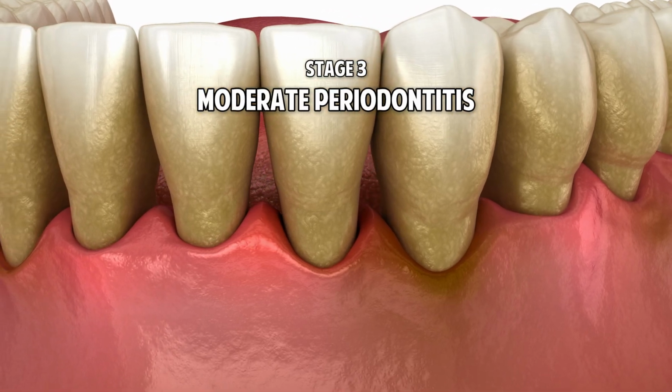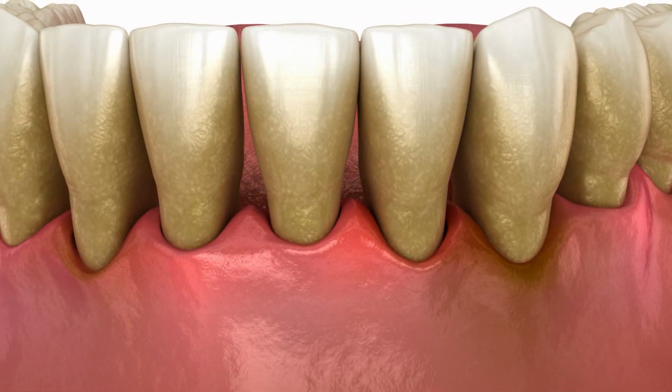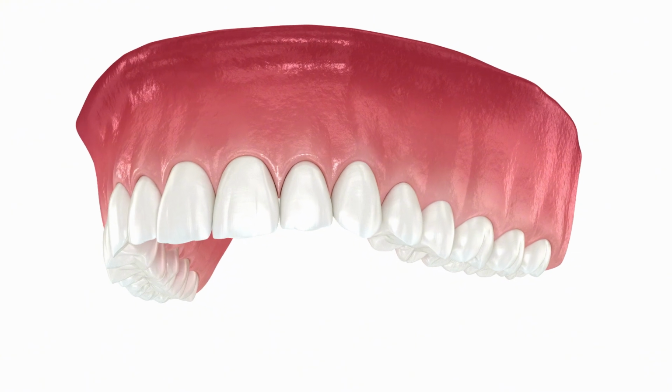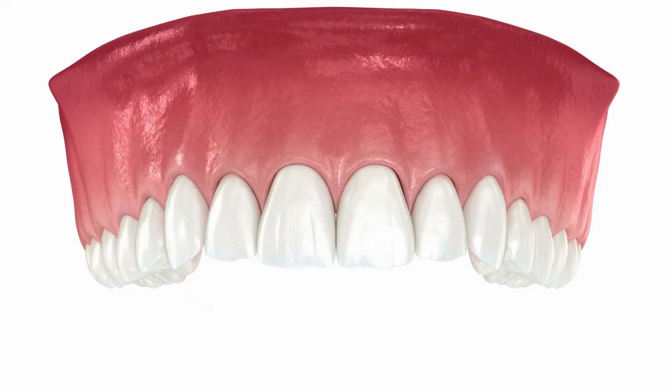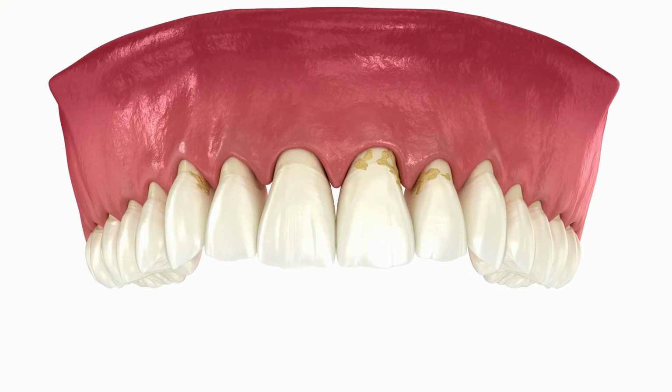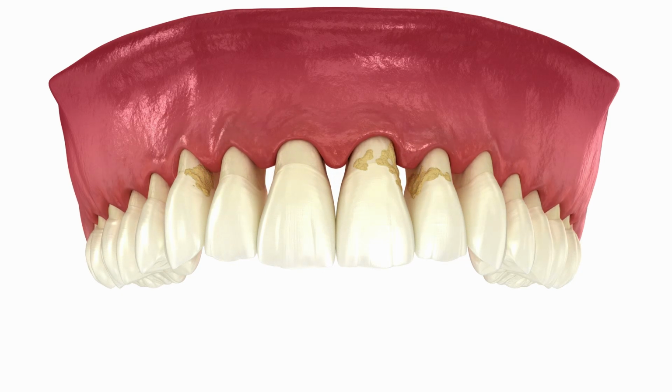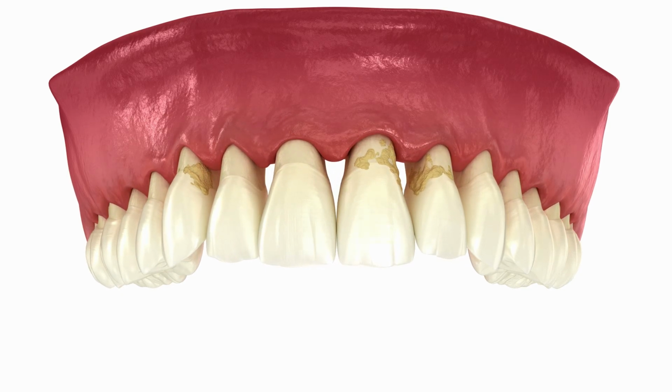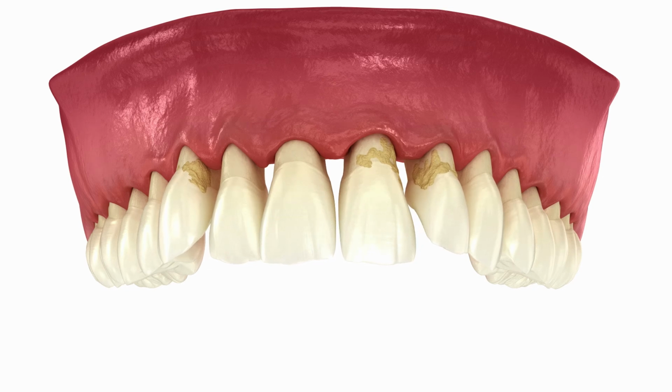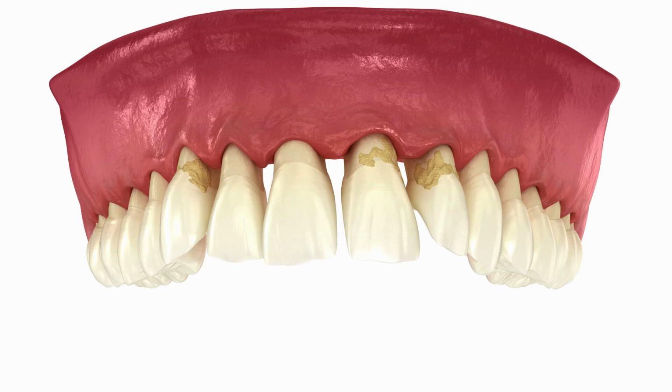As the disease advances to moderate and then severe periodontitis, the infection destroys more gum tissue and bone. The pockets deepen, bone loss becomes significant, and teeth will become loose and shift due to the lack of support. Chronic inflammation and possible abscesses further weaken the structures holding the teeth in place.